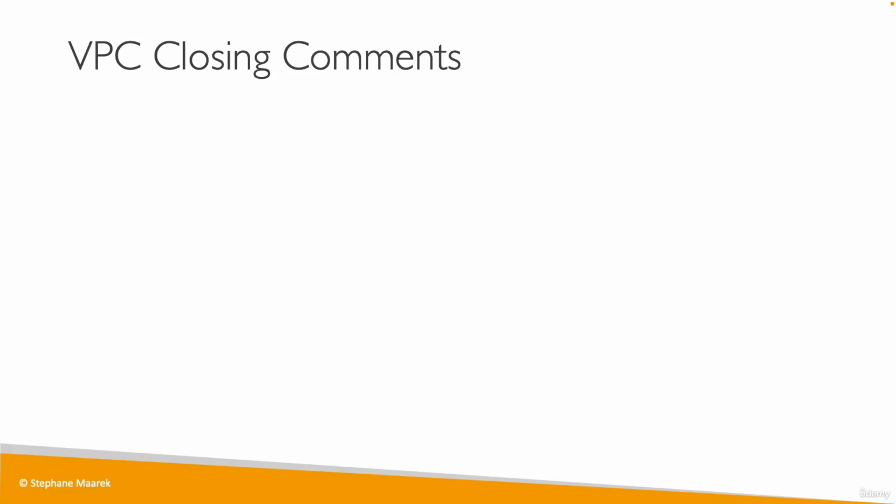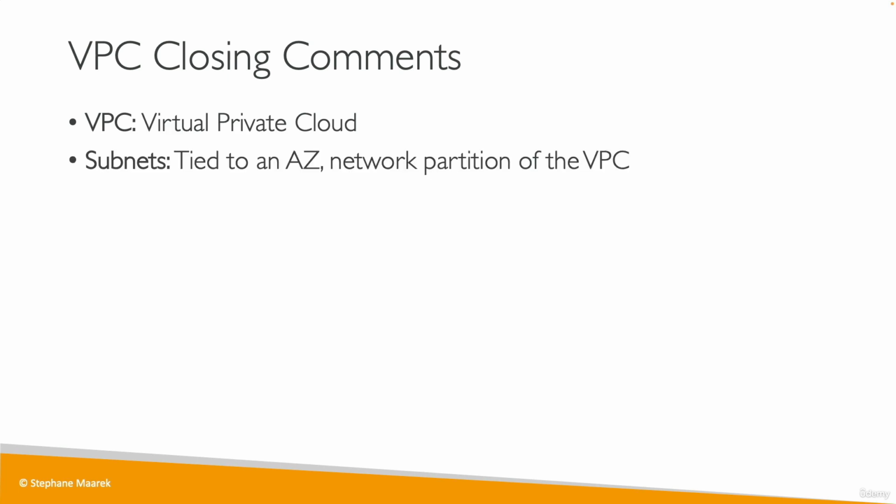So we've learned a lot about the VPC. So let's just try to remember all of it. VPC stands for Virtual Private Cloud. And within a VPC, you have subnets. A subnet is tied to a specific availability zone, and it represents a network partition from within your VPC.